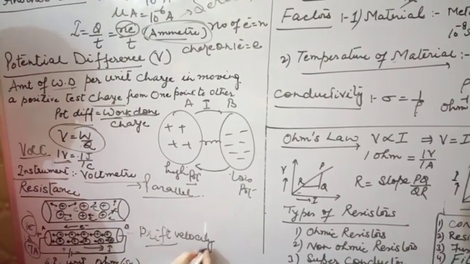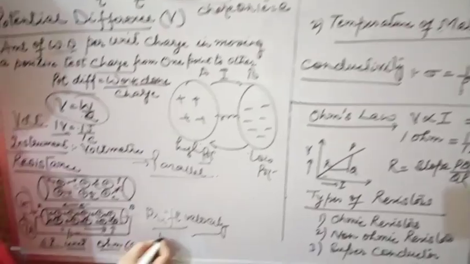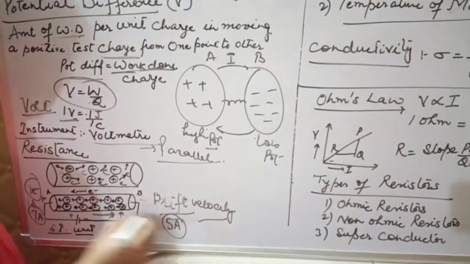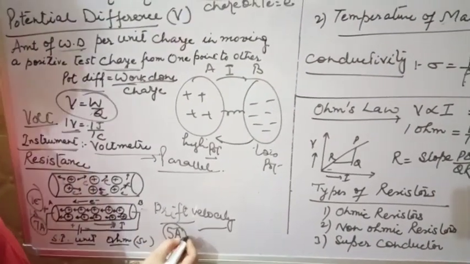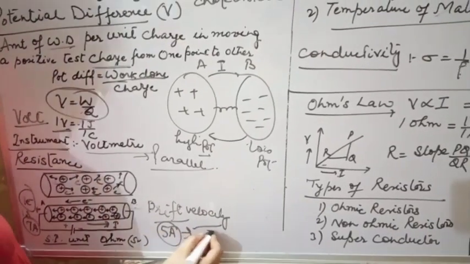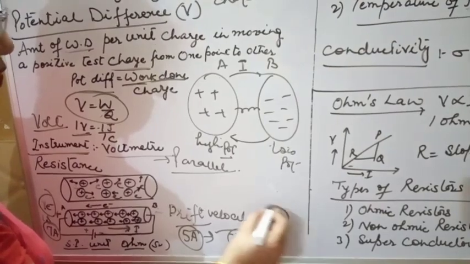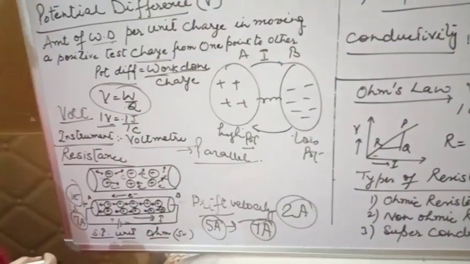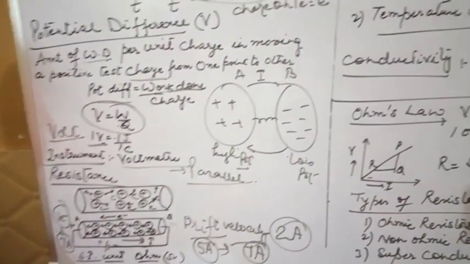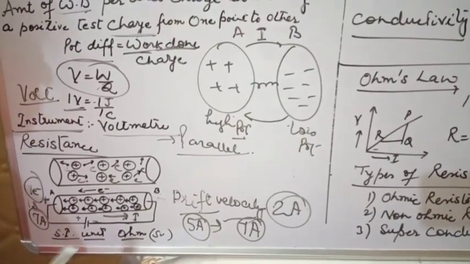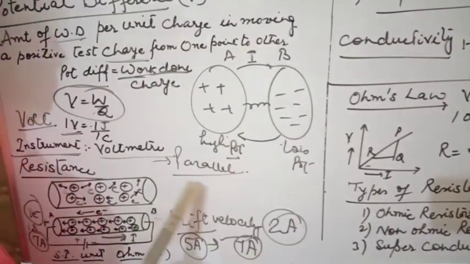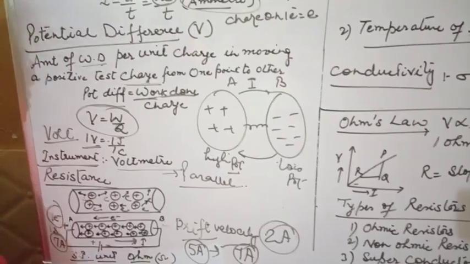So due to this drift velocity, suppose only 5 electrons reach A. So we will get only 5 ampere current. But what is our requirement? 7 ampere. What is the loss? 2 ampere. So this 2 ampere loss is called resistance. So in short, what is resistance? The obstruction in the path of current is called resistance.